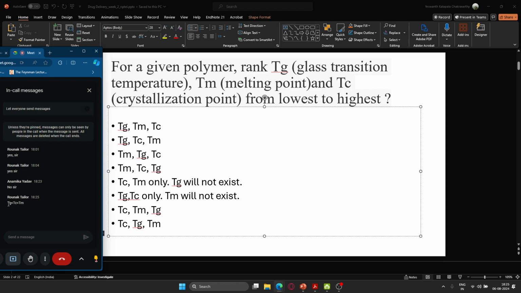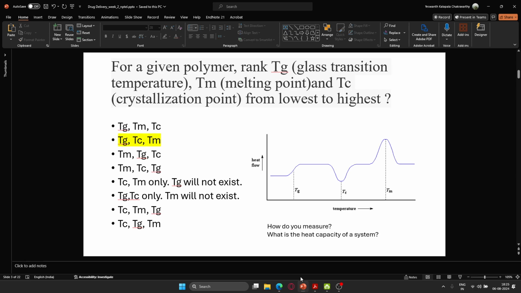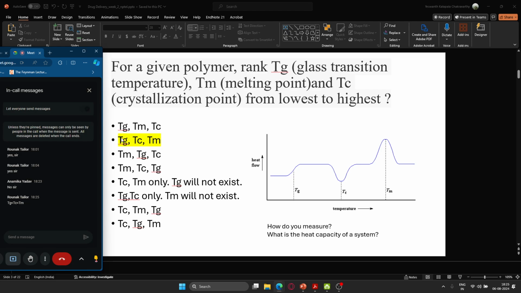Okay, so Raunak says Tg first, and then Tc, and then Tm. Yeah, so that's what you said, right? Tg first, Tc next, and then Tm. Once you measure these readings, what you'll see is, as you keep on increasing the temperature and measure the heat flow of the biomaterial, at the first inflection point you'll hit the Tg, and as you keep on increasing the heat, you'll hit the Tc, and as you keep on increasing the heat, you'll hit the Tm.